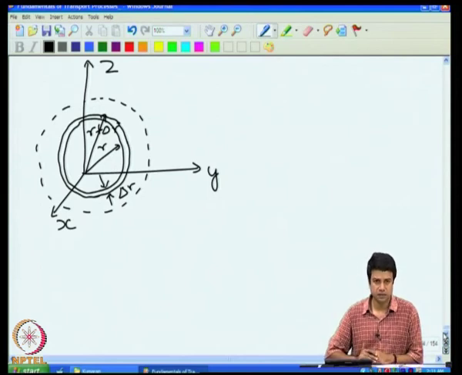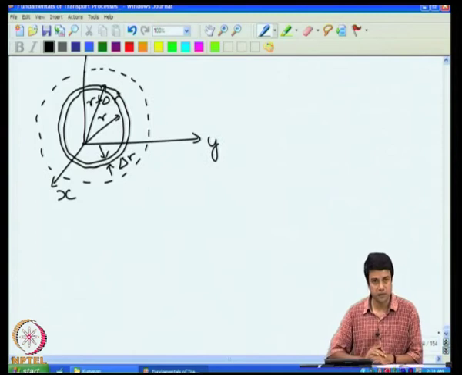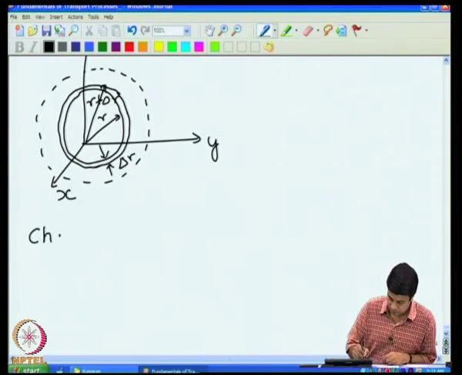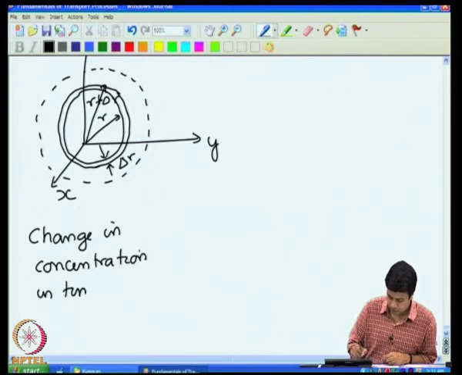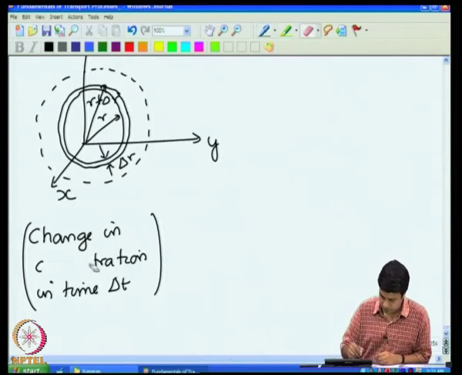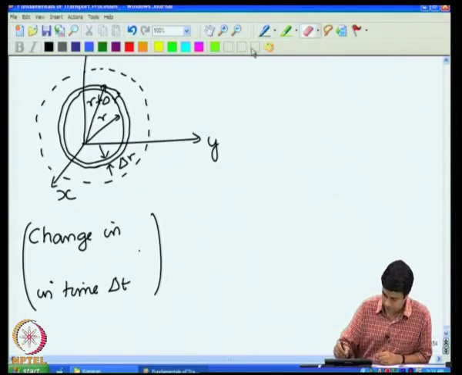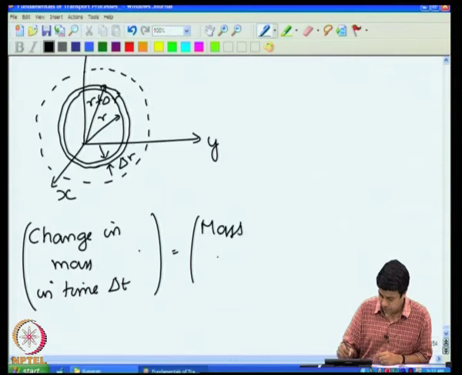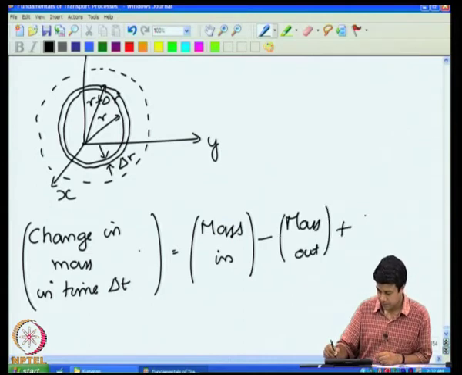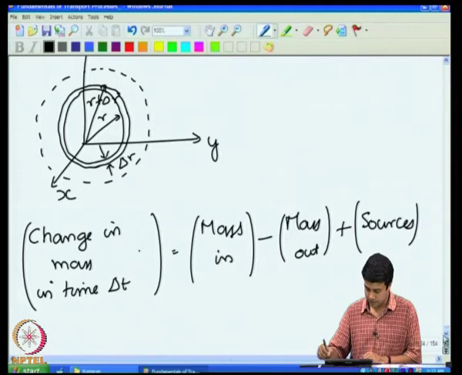And let us derive the concentration equation first, since that is the simplest. The concentration equation would basically state that the change in concentration in time delta t, or I should actually say the change in mass, is equal to mass in minus mass out plus any sources that are present within the time delta t.